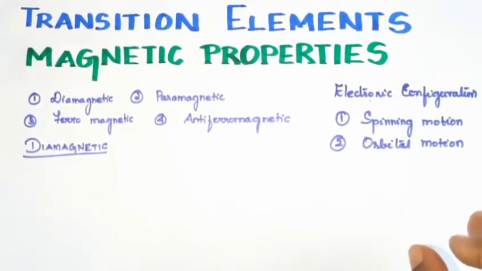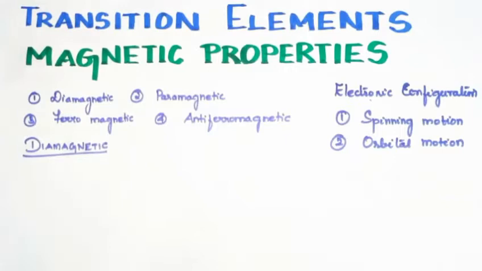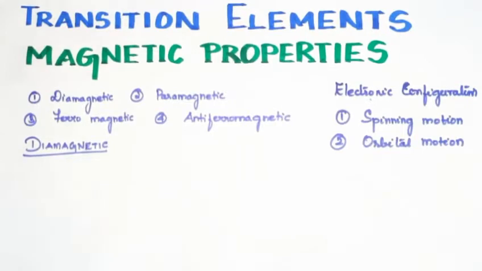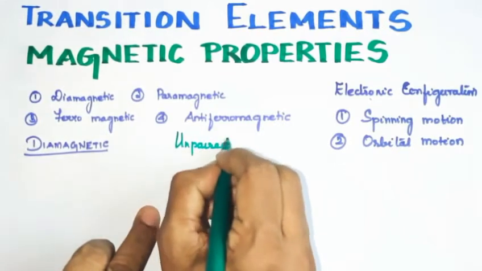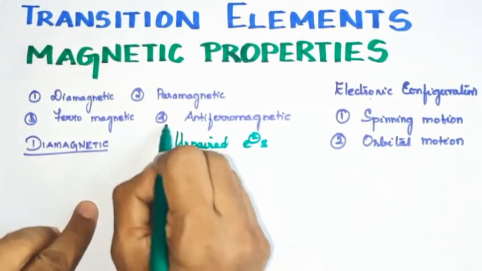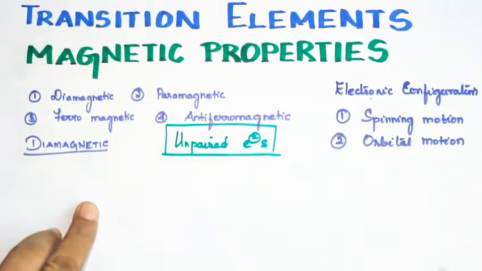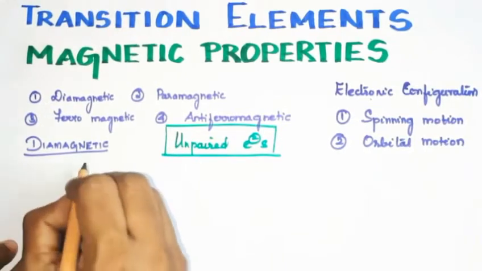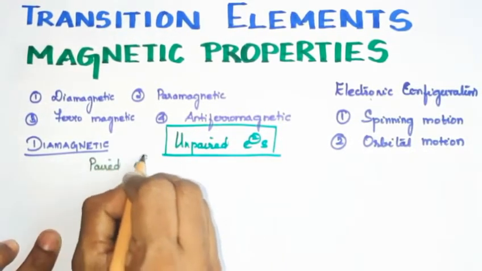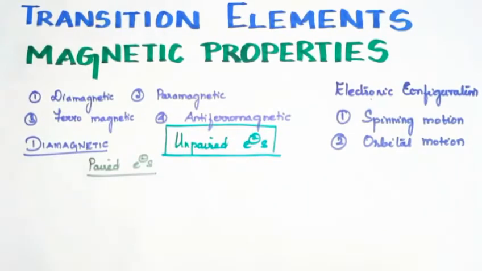That material is called a diamagnetic substance. Why? For a substance to have a magnetic property, the condition is that it should contain at least one unpaired electron. The diamagnetic substance does not have unpaired electrons, so it has paired electrons. Paired electrons mean it does not have magnetism.